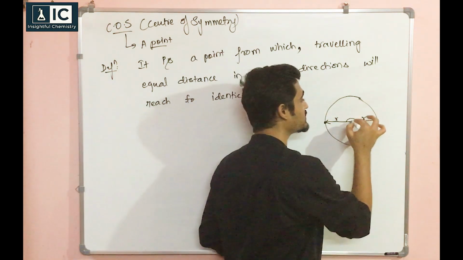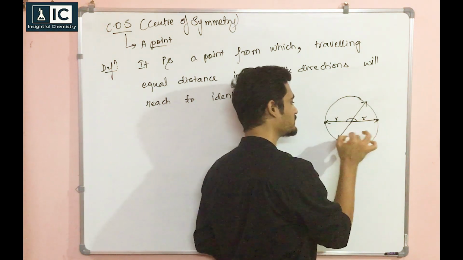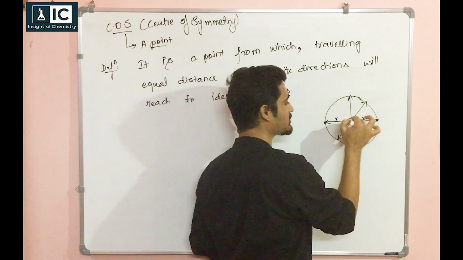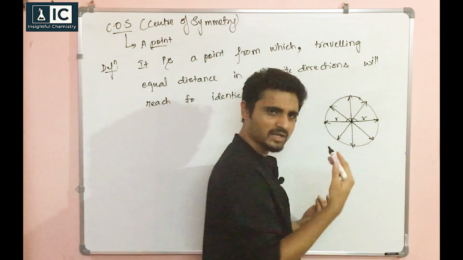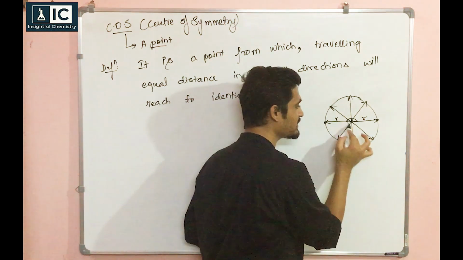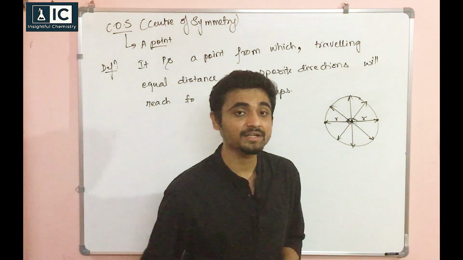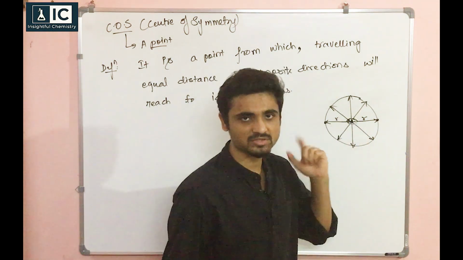This center I can call it that. Why? Because if I go this side, then also it is true. I go this side, then also it is true. I go this side, and then also it is true. So this center is also called the center of symmetry for this circle.